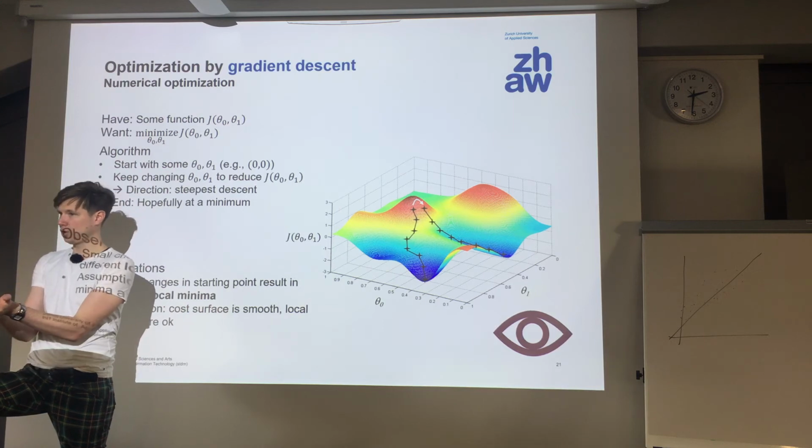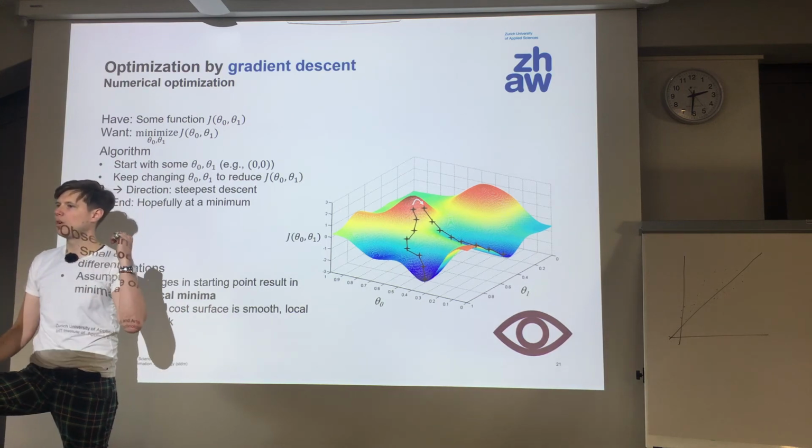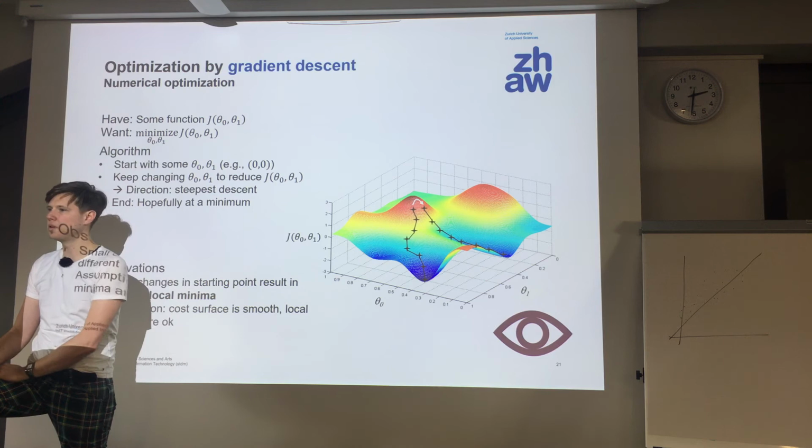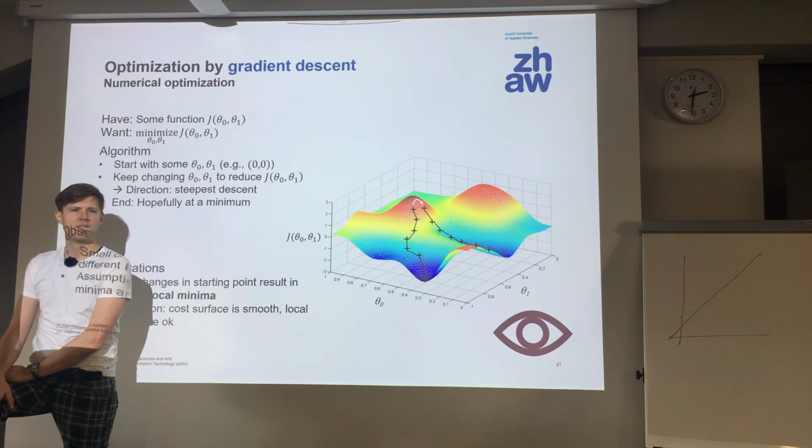Still, the question is, if in the example of the lecture today, we have a convex loss function, why do we want to do optimization using an iterative algorithm that is going stepwise? We could analytically come up with a solution. What would you say?